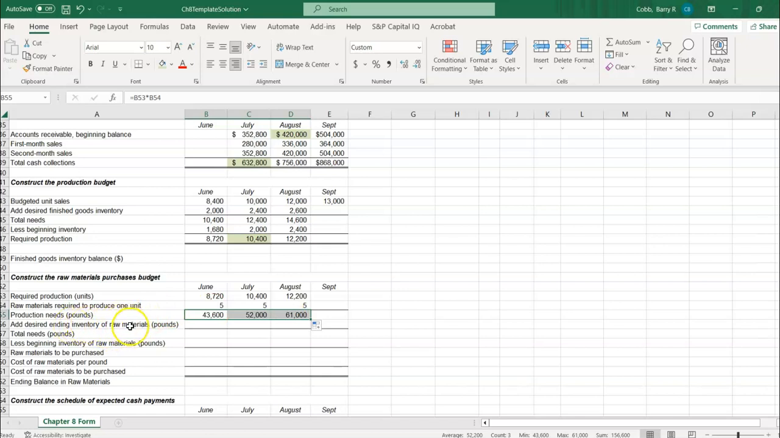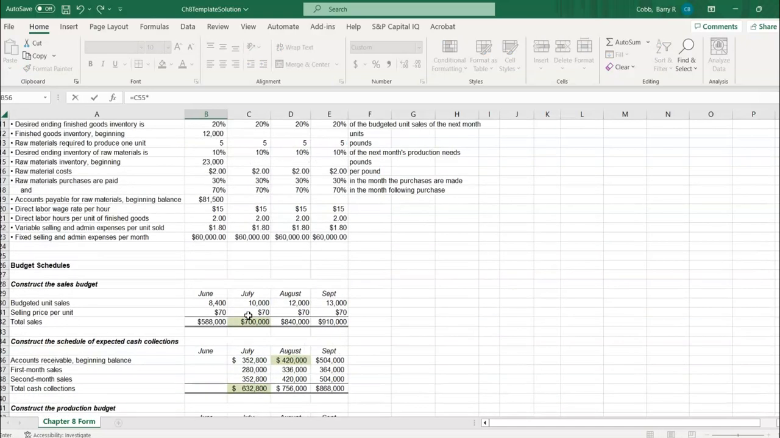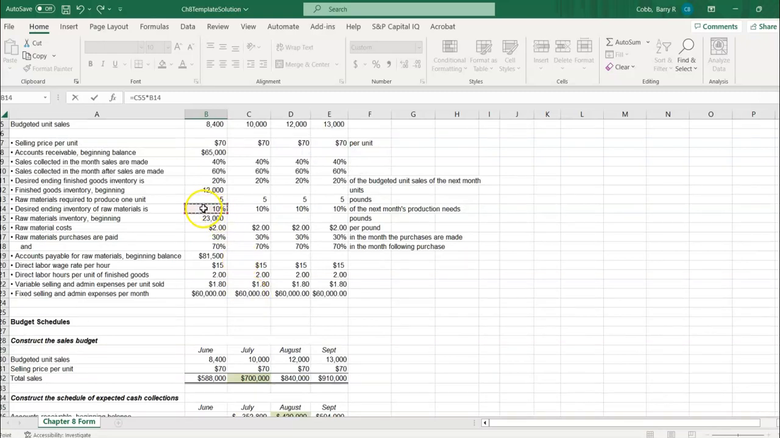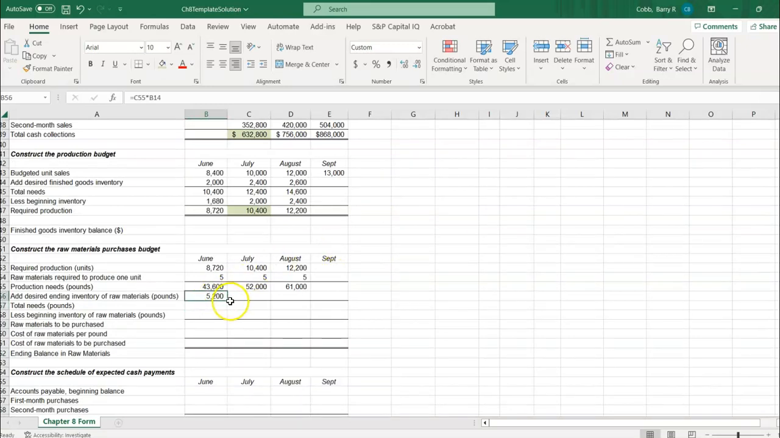Now, the desired ending inventory in pounds is going to be calculated based on the next month's production needs. So for instance, July's needs are projected to be 52,000. And up at the top of the sheet, we have an assumption that says we want to have 10% of that amount available at the end of June. So we'll multiply July's production needs times the 10% assumption up here that says desired ending inventory of raw materials is 10% of the next month's production needs. And we'll only be able to calculate that for the next 2 months right now. So that means that our total needs are going to be these two added together.